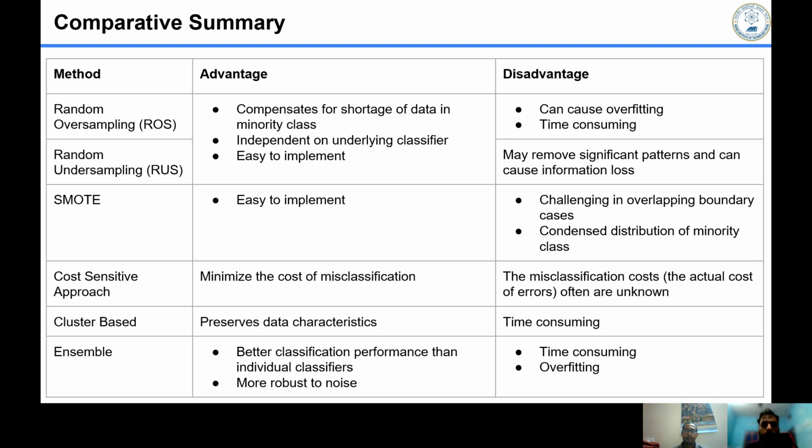SMOTE works well, and it is easier to implement, and there are several libraries available across all the different programming languages. However, as we discussed earlier, it can be problematic in scenarios where there is an overlapping zone where minority and majority classes overlap. The other problem with SMOTE is it creates a denser distribution of the minority class compared to the original distribution because you are introducing these points on the line segment.